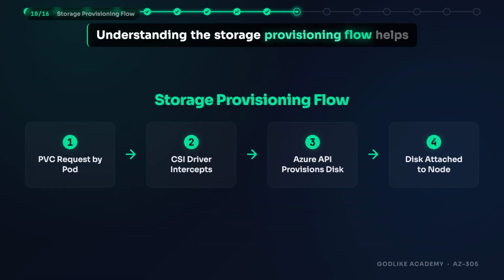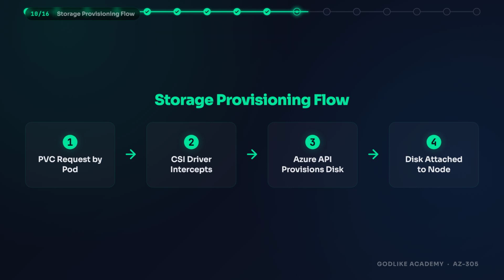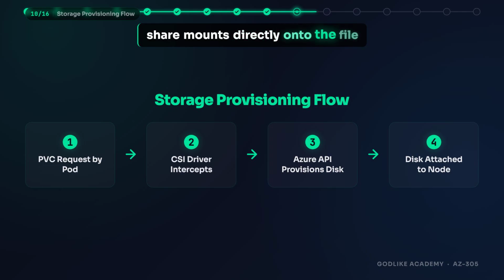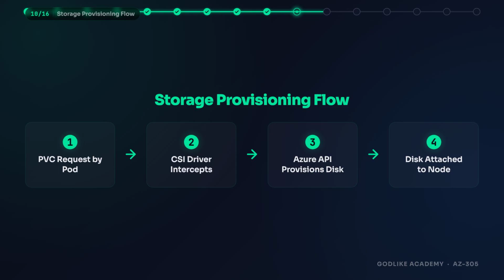Understanding the storage provisioning flow helps you troubleshoot issues effectively. When a pod requests storage, the CSI driver intercepts the PVC and communicates with the Azure API to provision the managed disk. The disk is then attached to the node hosting the pod via the instance ID. If using Azure Files, the SMB share mounts directly onto the file system. Monitoring this flow via Container Insights metrics allows you to detect I/O latency spikes before they cause application timeouts or node pressure events.